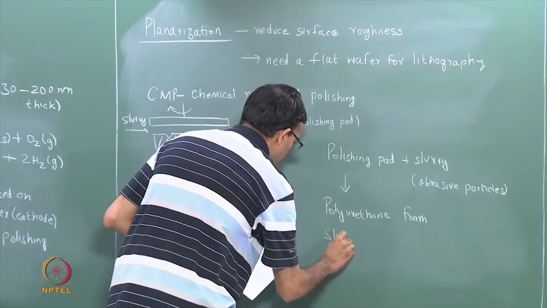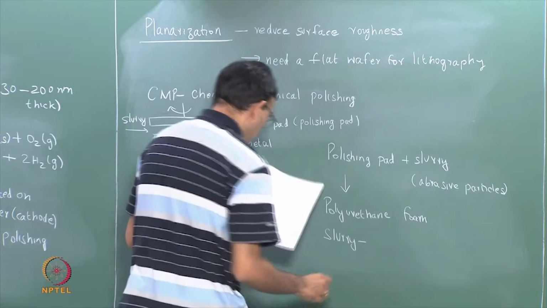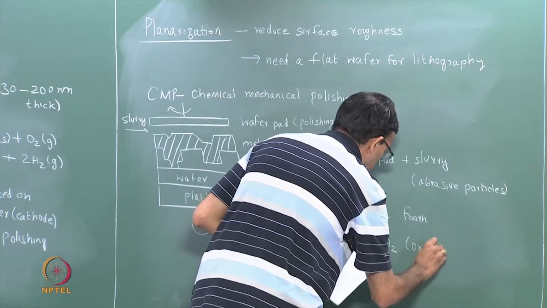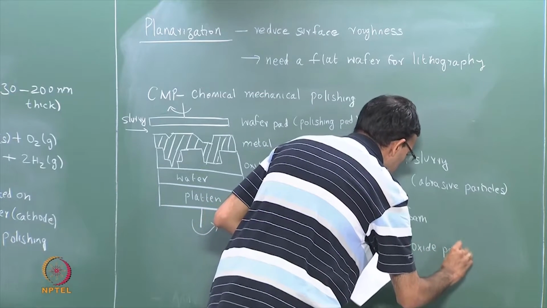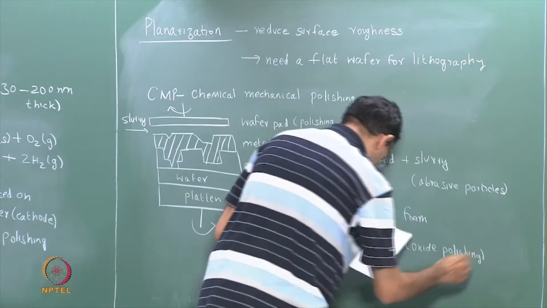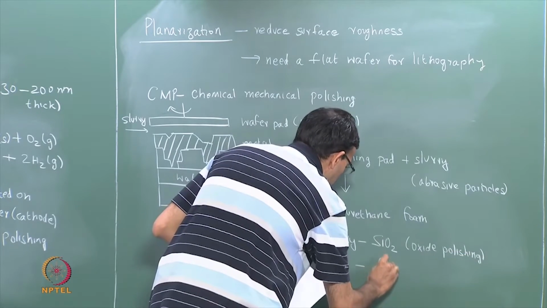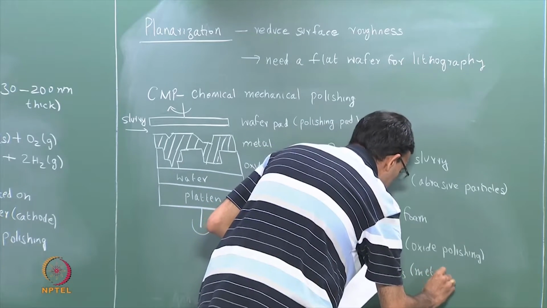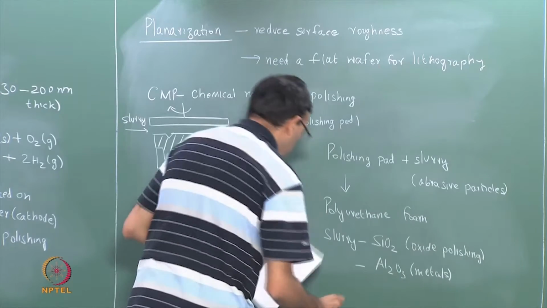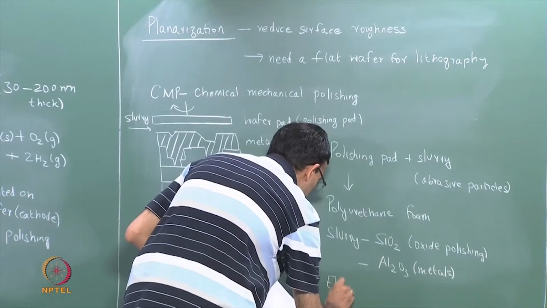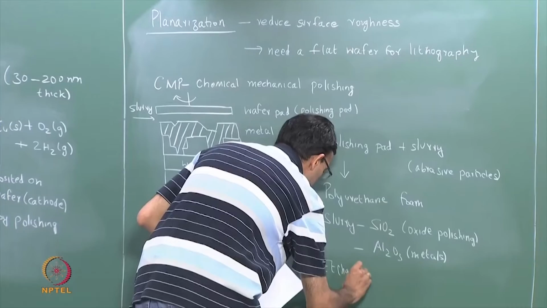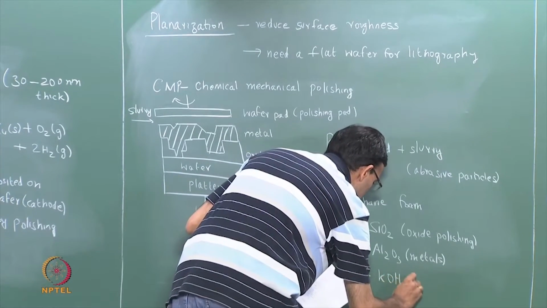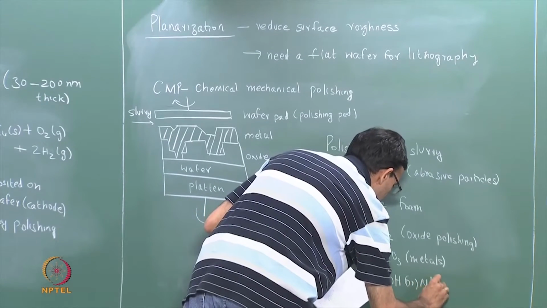Slurry for removing oxides, usually SiO2 is used for oxide polishing. Alumina is used for metals. And then you can also use etchants like KOH or NH4OH.